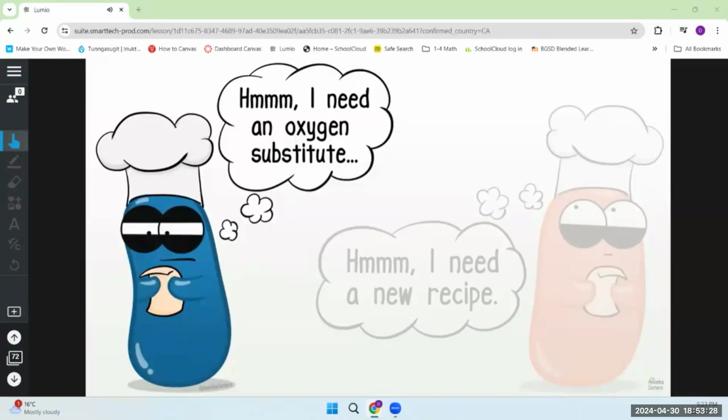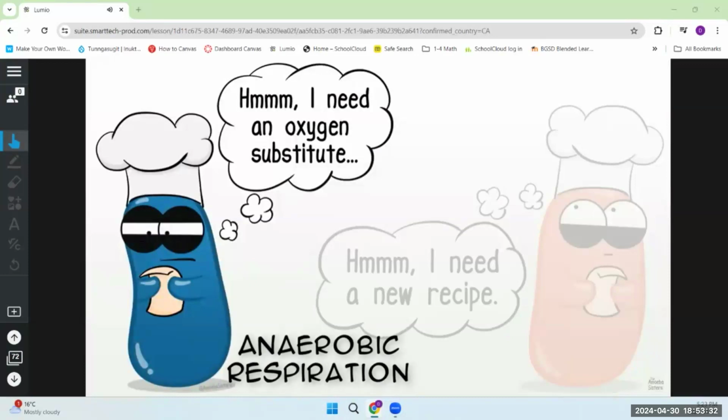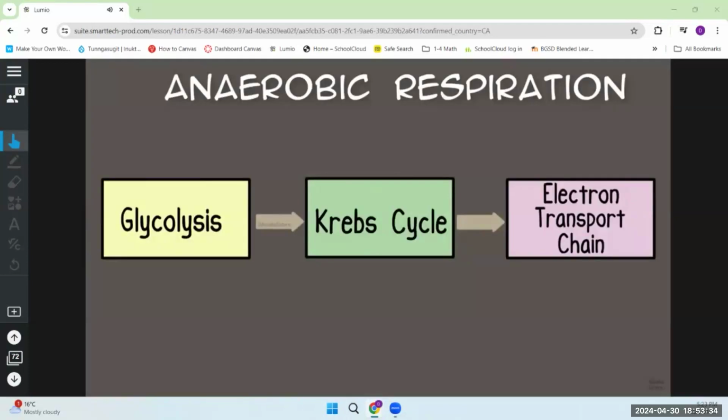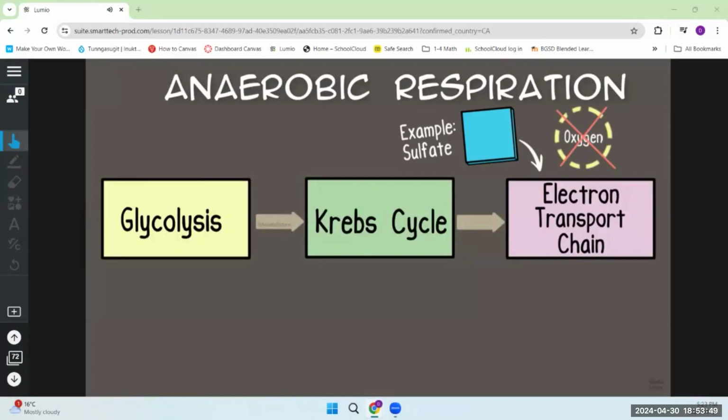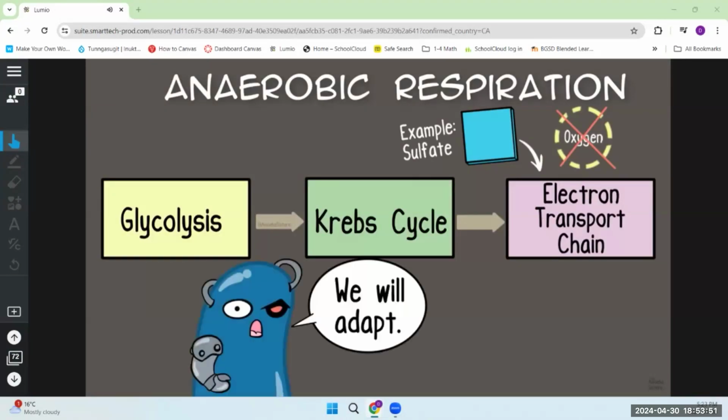Some organisms, such as some types of bacteria or archaea, can do anaerobic respiration. They can continue to perform glycolysis, Krebs, and the electron transport chain, just like aerobic cellular respiration. But since there is no oxygen to be that final electron acceptor at the end of the electron transport chain, they use something else. Sulfate, for example. These organisms are specifically adapted to be able to use a different electron acceptor in this anaerobic respiration.